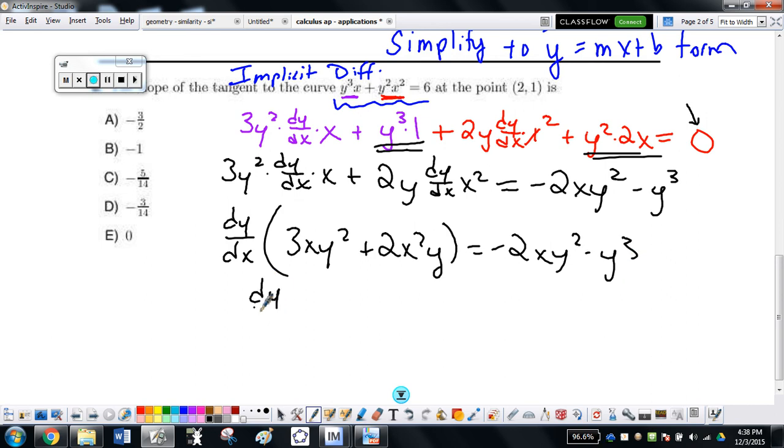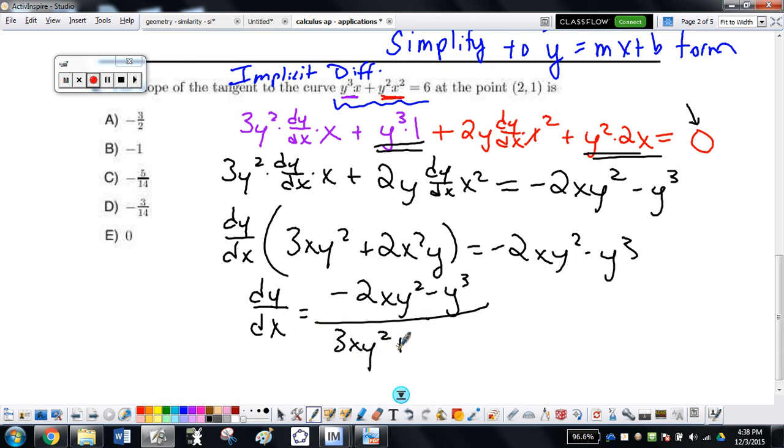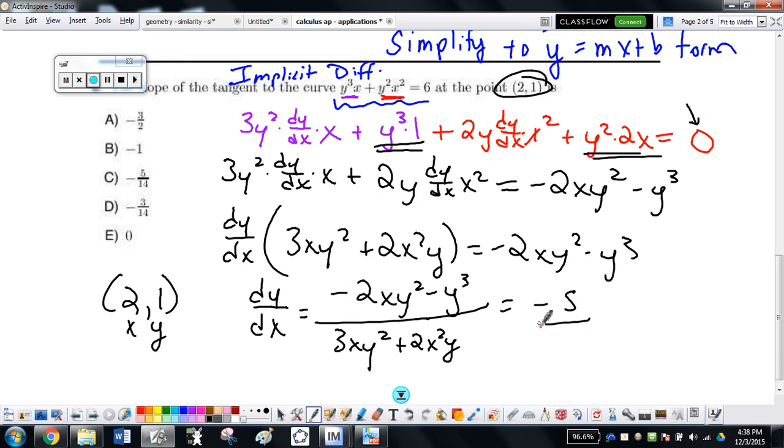Factor out, and divide, and you eventually get this thing, which once again is not an answer choice, but notice 2, 1. Plug it in, and cross-multiply both. Should get C. See?